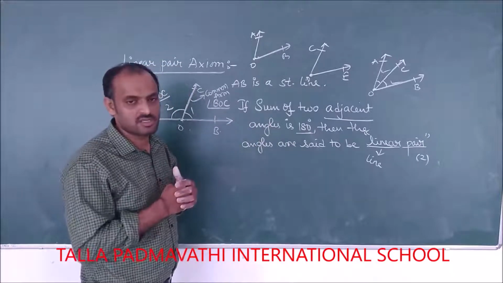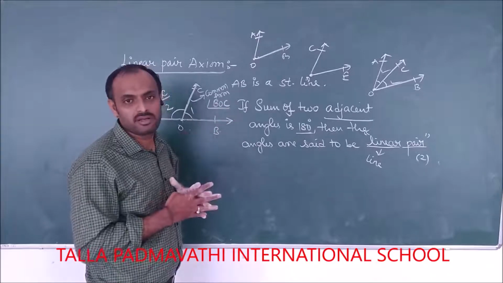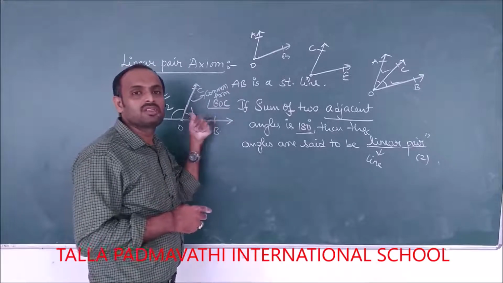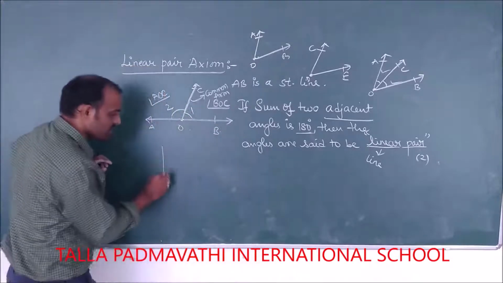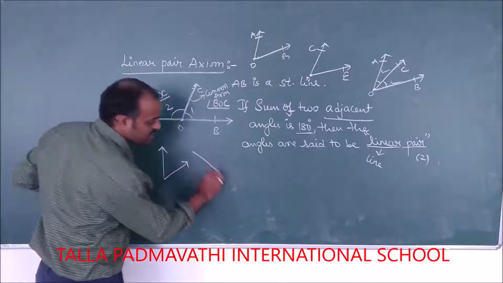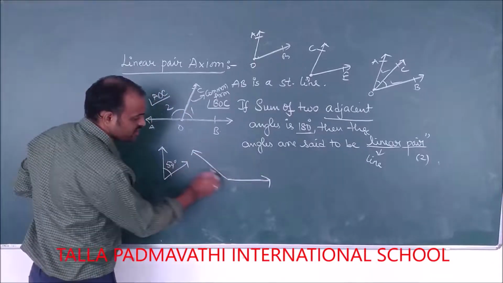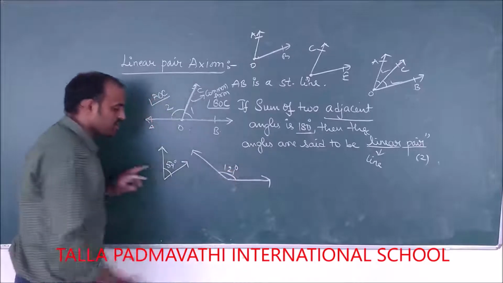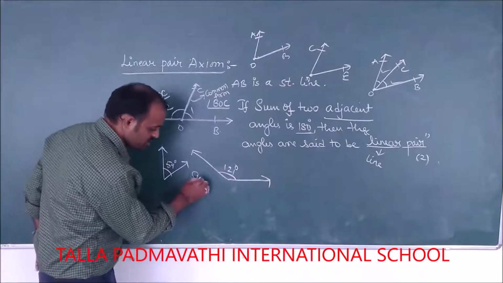Then what is the difference? In supplementary angles, the angles can be anywhere. But a linear pair means the angles should be adjacent angles. See, if I have two angles, 59 degrees and 120 degrees, their sum is 180, so they are supplementary.